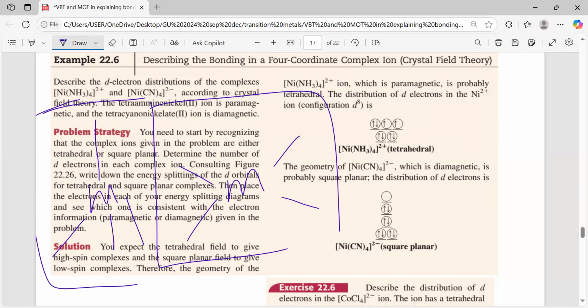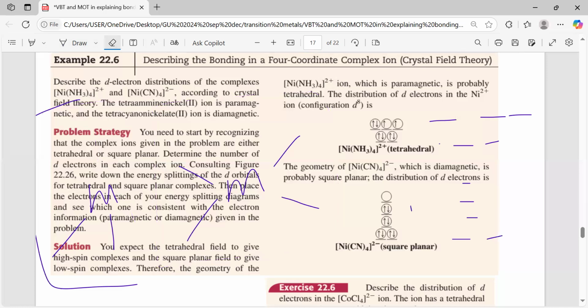Complexes, so they can have either the tetrahedral split, which is the reverse of octahedral like that, or the other square planar splitting, which is shown here. So we go to the story and see what happens. You are dealing with a square 4-coordinate complex called nickel cyanide.